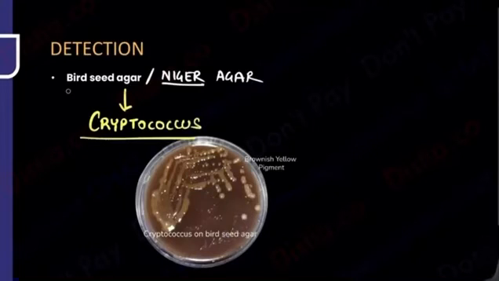How to learn this? What is going to be the mnemonic? What is the story of Cryptococcus? We'll come to that. It has something to do with birds. So yes, you will be able to learn it very, very easily. But for the time being, remember, if I see a brownish color Niger agar, that's a birdseed Niger agar seen with Cryptococcus.